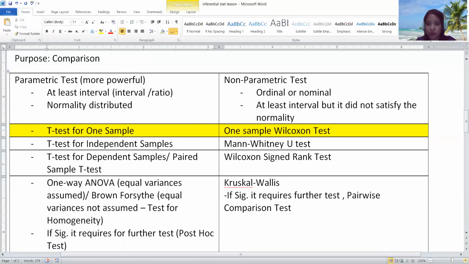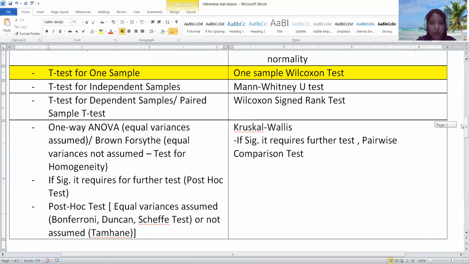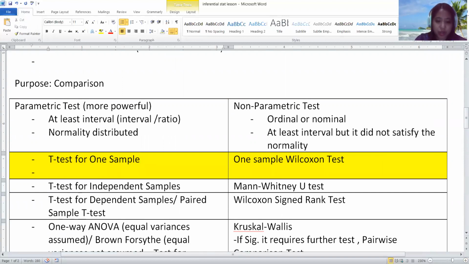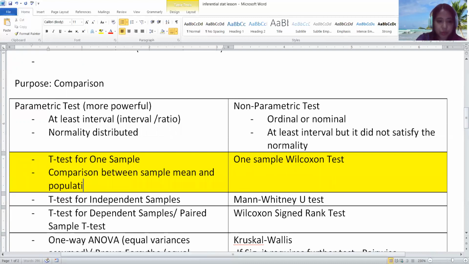Let us consider the different parametric and non-parametric tests to compare now our variables. So we can use, if our concern is to compare our sample mean to the population mean, the t-test for one sample. So this is a comparison between the sample mean and the population mean.